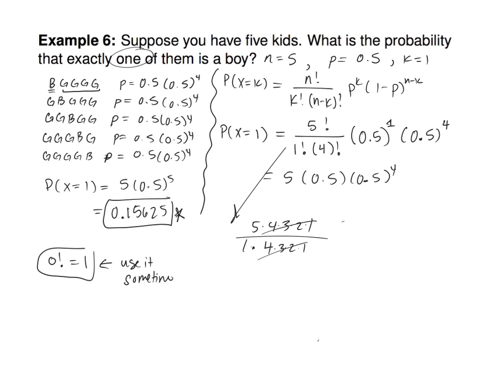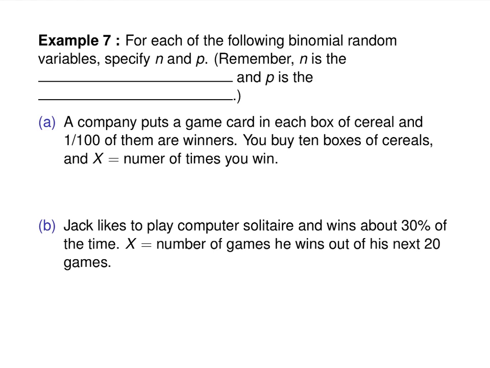Okay. So let's try the next one. For each of the following random variables, specify n and p. Remember that n is the number of trials. Think of it as the number of times you play the game. And p is the probability of success. There's no reason you have to say it's success, but just to be consistent, let's do that.